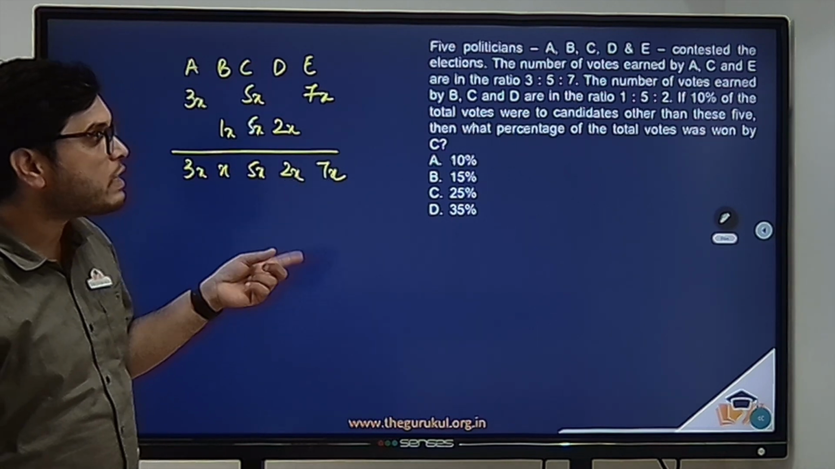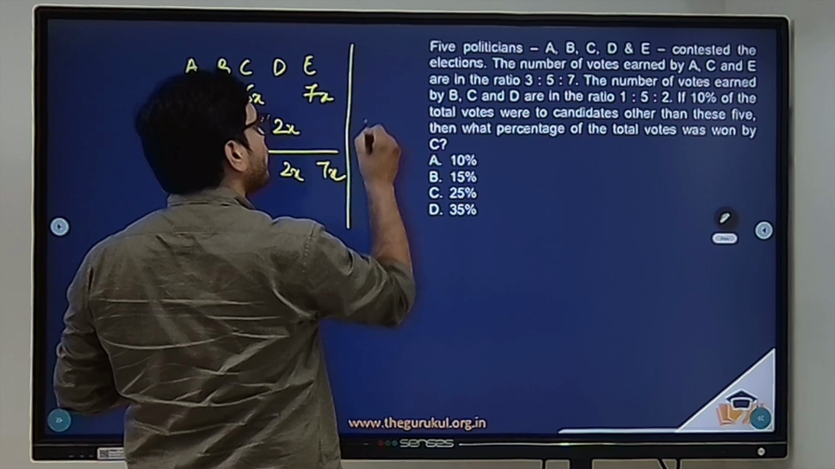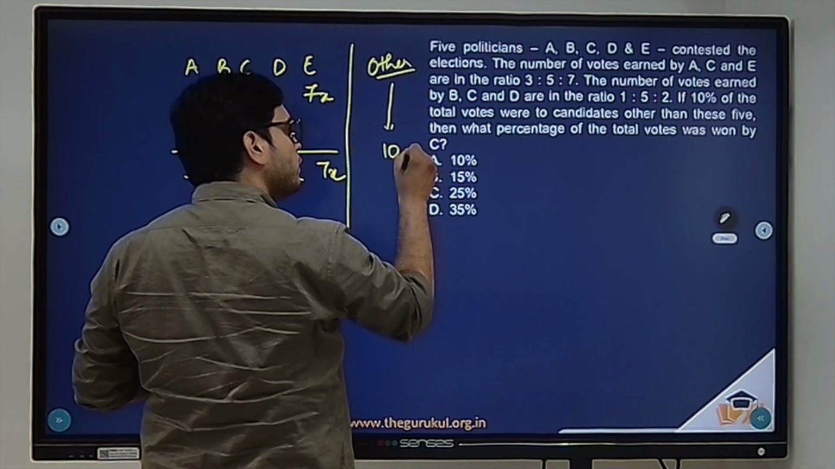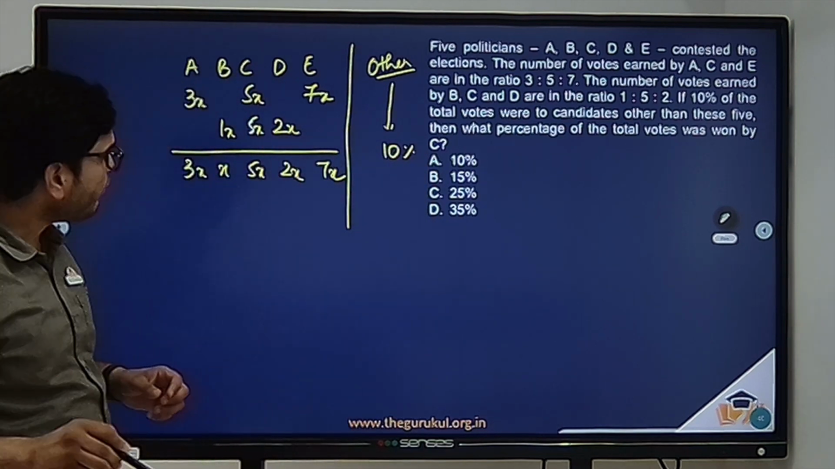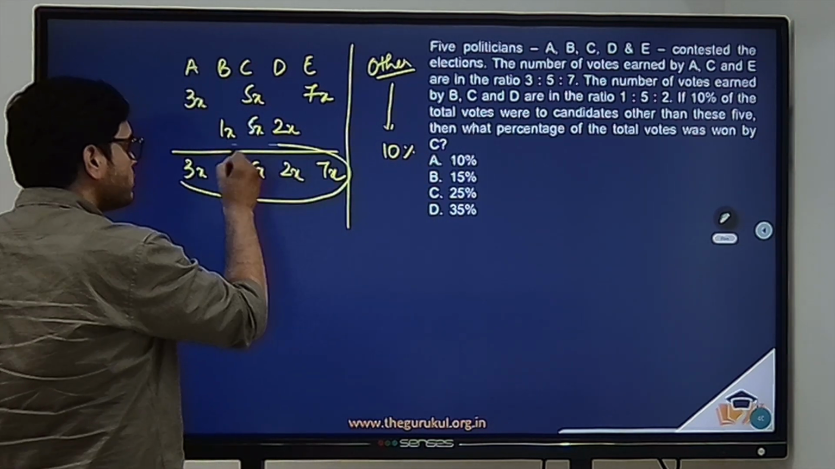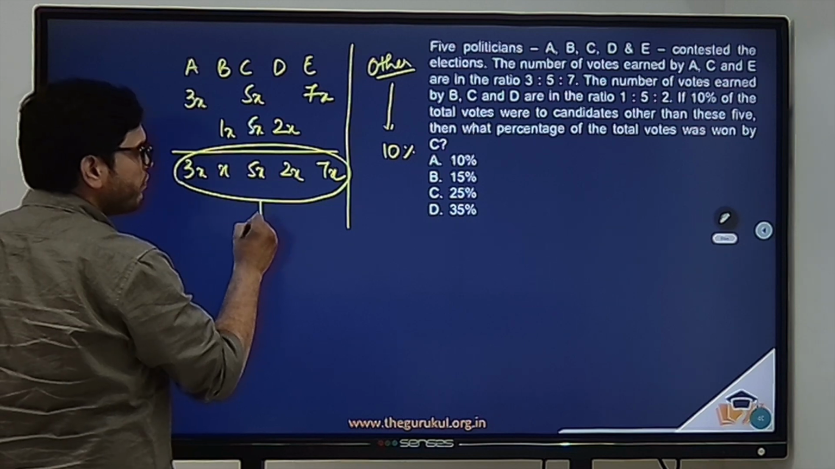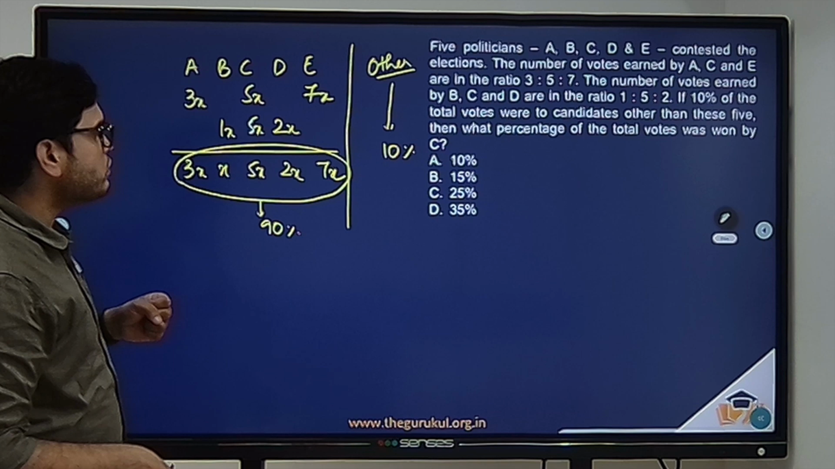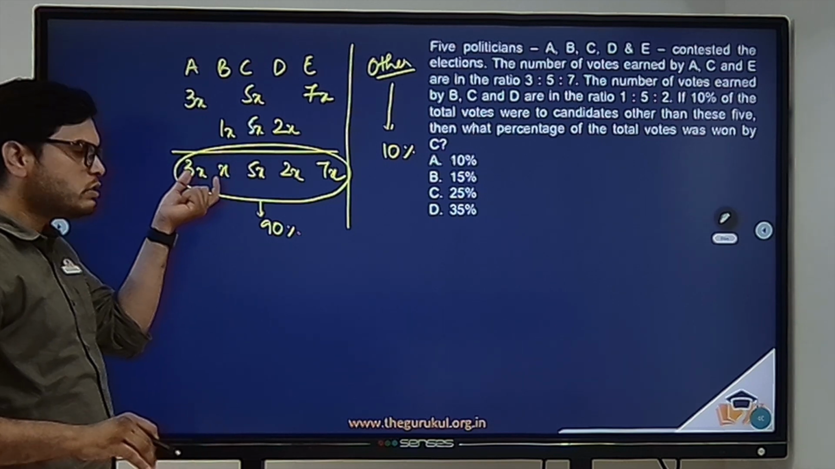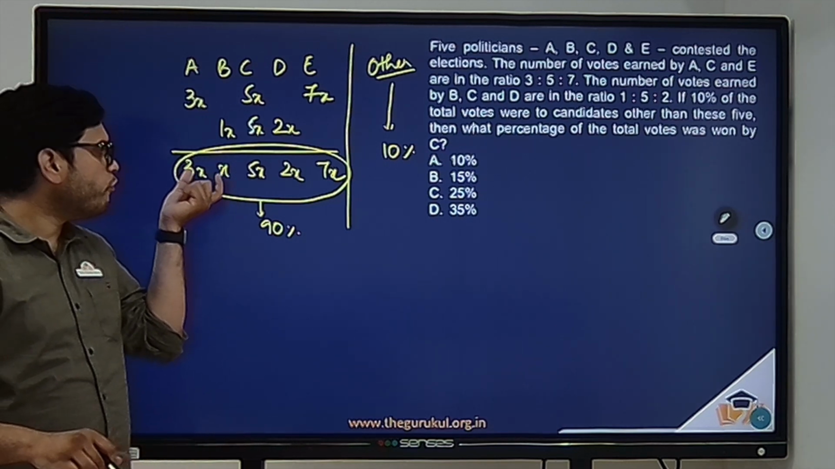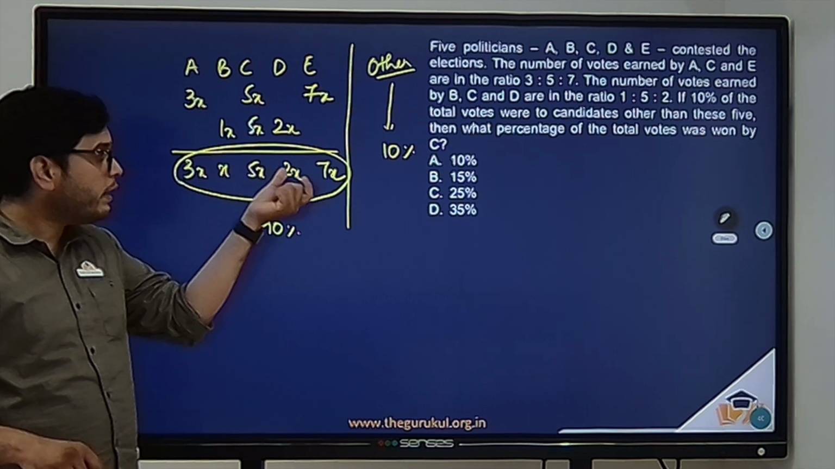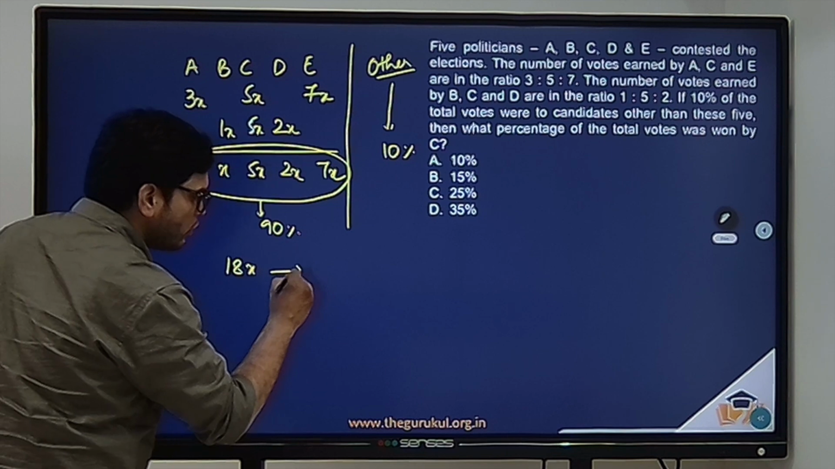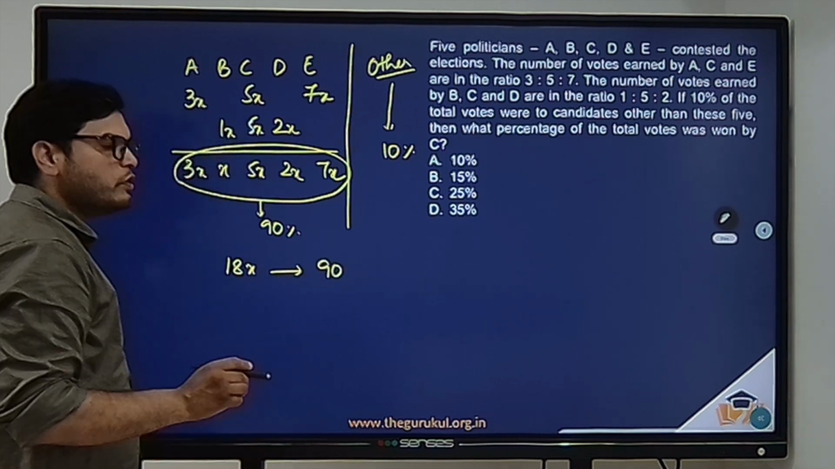Now, it is mentioned that 10% of the total votes went to candidates other than these 5. So we have other candidates also, and they had received 10% of the total votes. So these 5 candidates together would have received 90%. Now, what is the total number of votes received by these 5 candidates? 3 plus 1, 4, plus 5, 9, 9 plus 9, 18. So, 18x votes constitute 90% of the total votes.